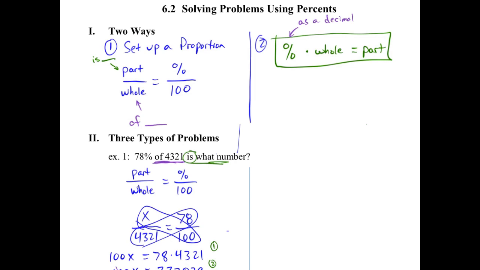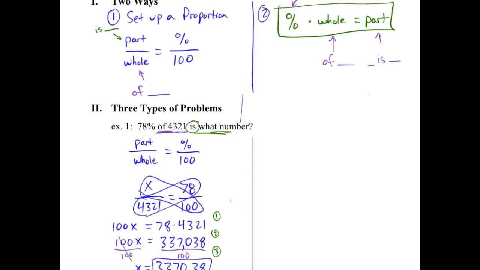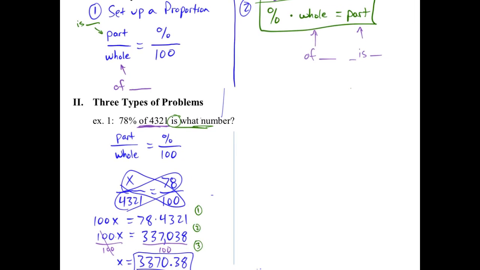it for us. And you could, if you wanted to, label the same thing: the whole is going to be the number that's paired with the word of. The part is going to be the number that's paired with the word is. And the blank could either be in front of the is or after the is. But if we go through and set these up, the first one especially is really slick. So percent times the whole equals the part.